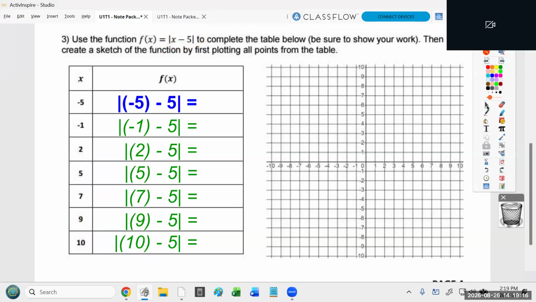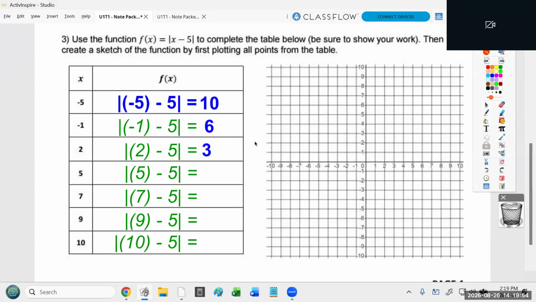Now notice the very first one. -5 minus 5 is -10, but you're taking the absolute value of -10, which would just be 10. Next one, -1 minus 5 is -6, but we're taking the absolute value of -6, so it's just 6. I would actually argue these get a little bit easier as you go on. For example, 2 minus 5, that's -3, but again, you're taking the absolute value, so all I want is 3.